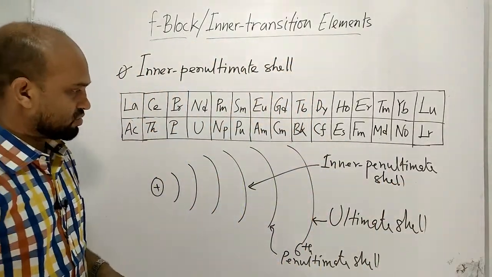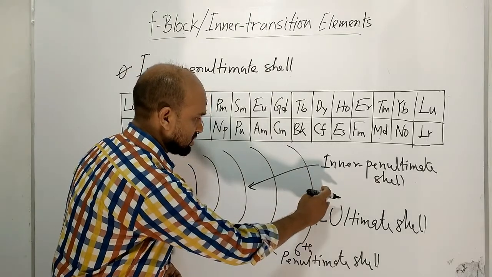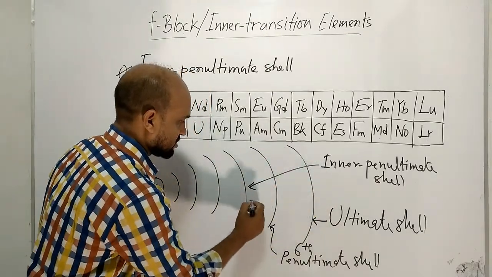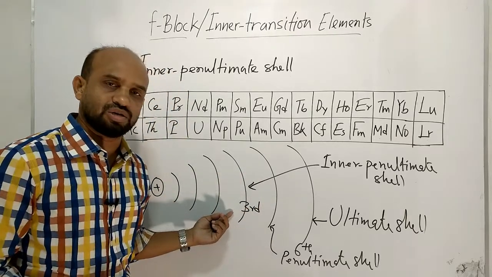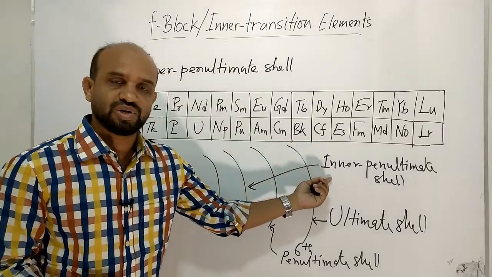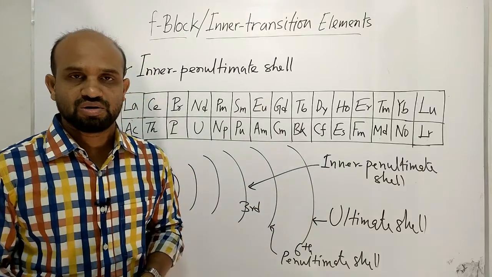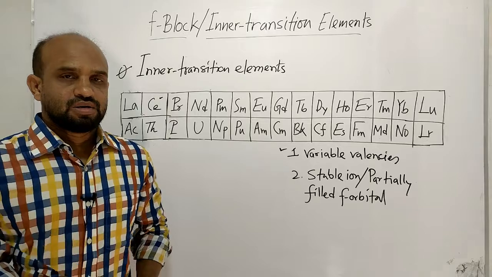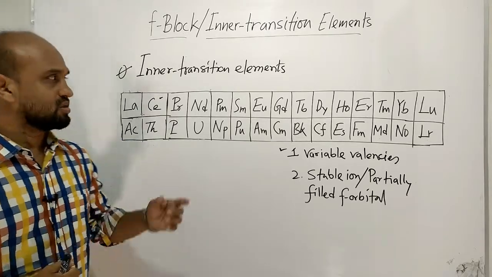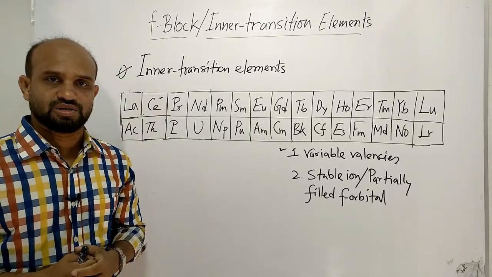So in short, from the outermost shell, first, second, third, the third shell is known as anti-penultimate shell or inner penultimate shell. Let's see the next point. Now the point is inner transition elements.